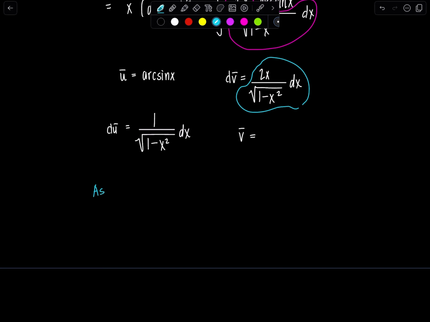We can do a little aside moment, okay? And so we have the integral of 2x dx over rad 1 minus x squared. Now we're going to use u substitution.